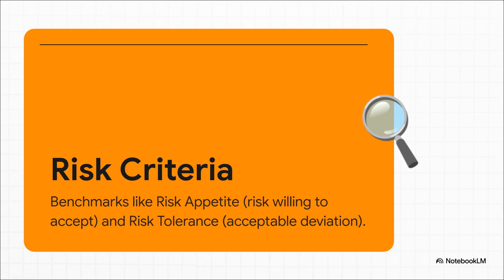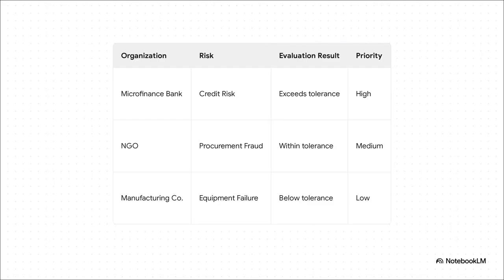By seeing which risks are blowing past the organization's tolerance level, you suddenly get a very clear hierarchy of what needs attention right now. This table really brings it all together, doesn't it? For the bank, credit risk is way over their tolerance, so it's a high priority. But for the NGO, procurement fraud is now within tolerance, maybe thanks to those new controls, so it's a medium priority. This shows you exactly how we go from just a list to a real prioritized action plan.